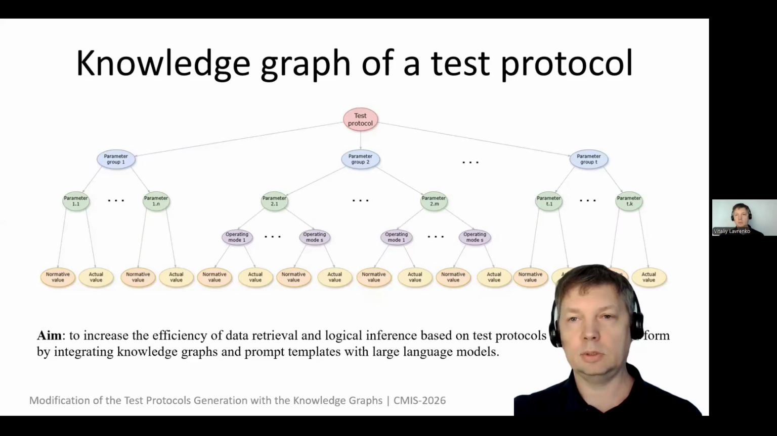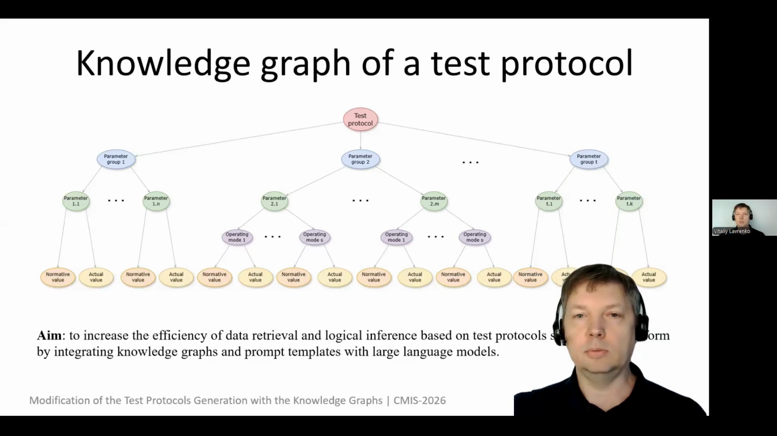Analysis of protocol structures showed a clear hierarchy where information is organized from general to specific. This structure fits well with a hierarchical knowledge graph. Due to this hierarchy, protocol, parameter group, operating mode, value, the graph allows accurate retrieval of relevant data and improves traceability of the result. In addition, the knowledge graph improves prompt construction, turning them into dynamic and context-aware structures.